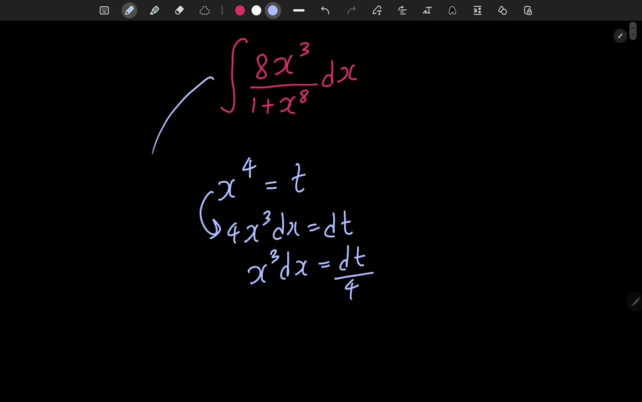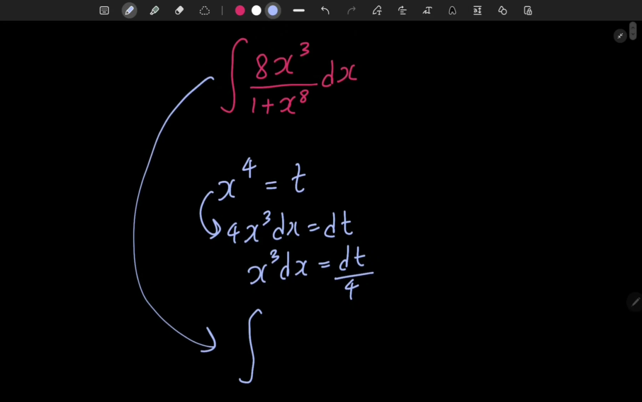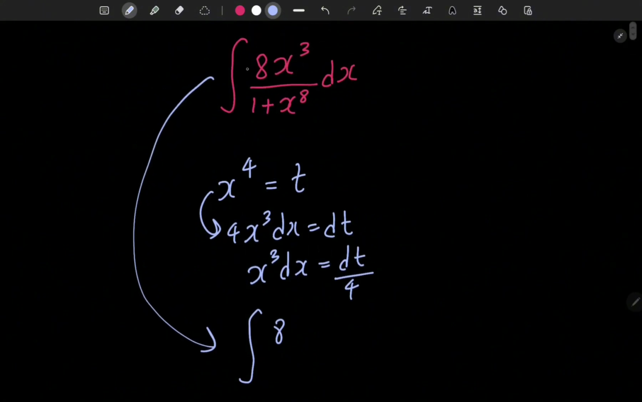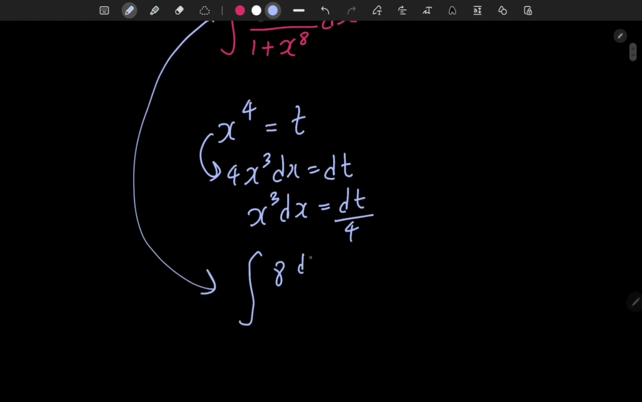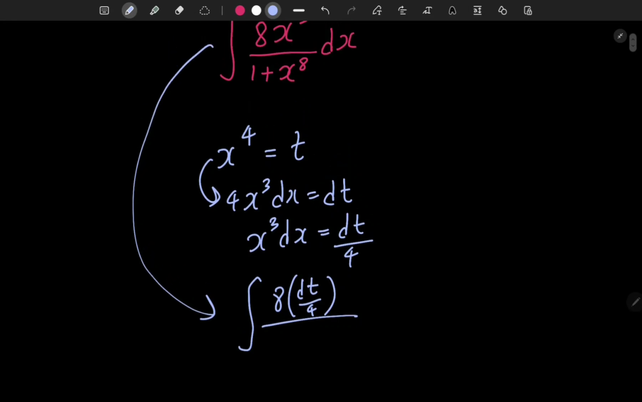Now I'm going to write the integral in t instead of x. This is the integral. There is 8, right? That doesn't depend on the variable because it's a constant. There is 8 x cubed dx. x cubed times dx, now I know, is dt over 4, over 1 plus x to the 8.